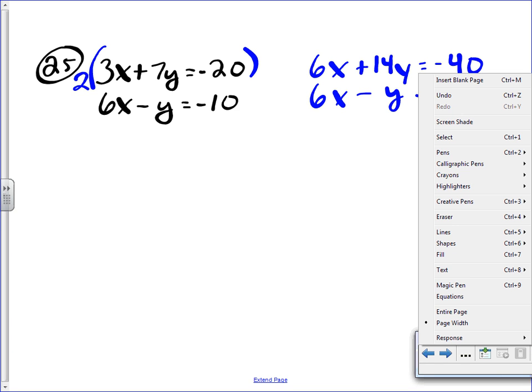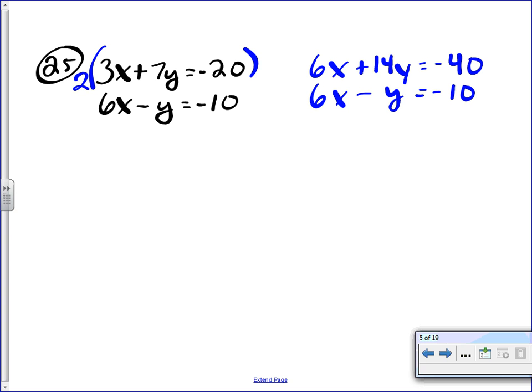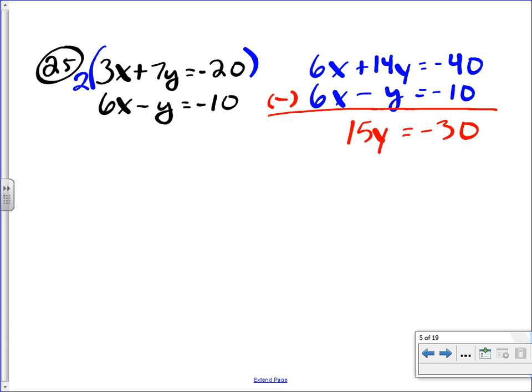And hopefully you can see now why I multiplied that top one by 2. Because now I can eliminate these x's with a little subtraction here. So I'm going to subtract my 2 equations. 6x, you take away 6x, now you have no more x's, they're all gone. We've got 14y's, we're going to take away negative 1. So 14 minus a negative 1 would be 15y. And negative 40 minus a negative 10. What's a negative 40 minus a negative 10? Negative what? 30. Negative 30. And since I'm solving for y, I'm going to come over here and divide by 15.